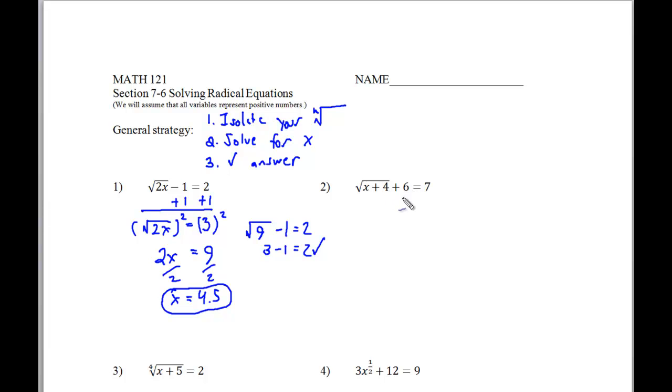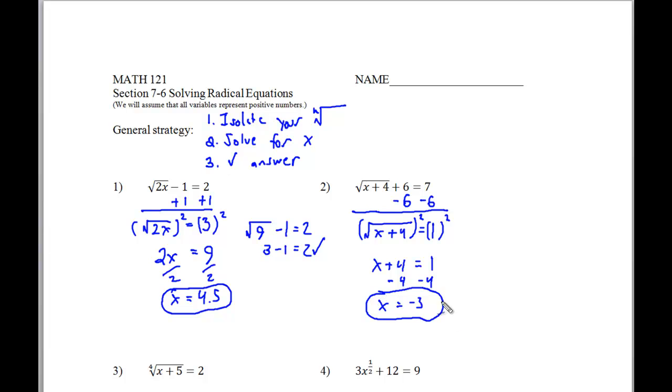Noticing in problem 2, we're going to do the same thing. Move the 6 over to the other side by subtracting it. Now I have the square root of x plus 4 is equal to 7 minus 6, which is 1. Square both sides because I want to get rid of that square root, so this leaves me with x plus 4 is equal to 1 squared, which is 1. Subtract the 4 from both sides, and I get x is equal to -3.